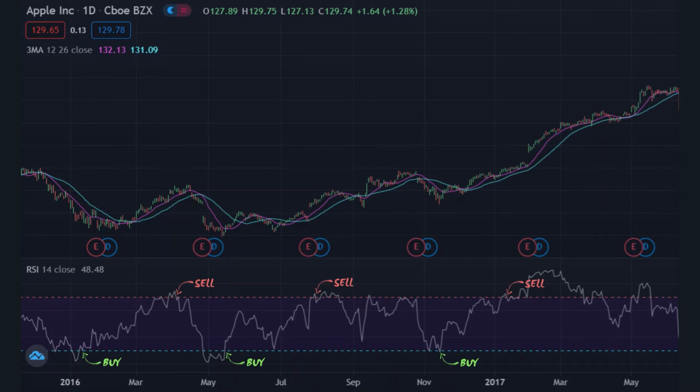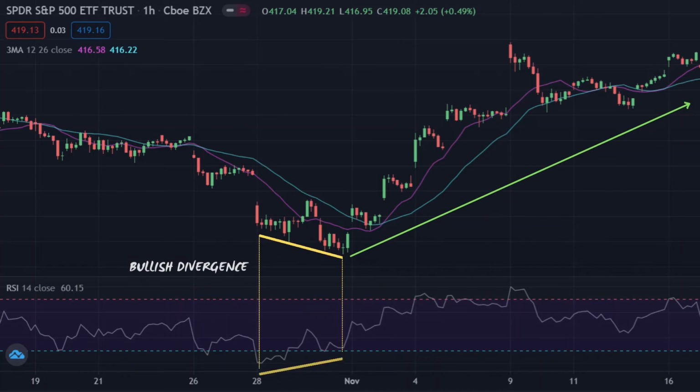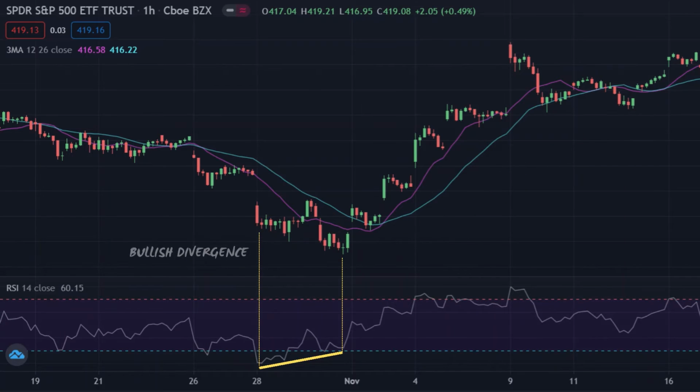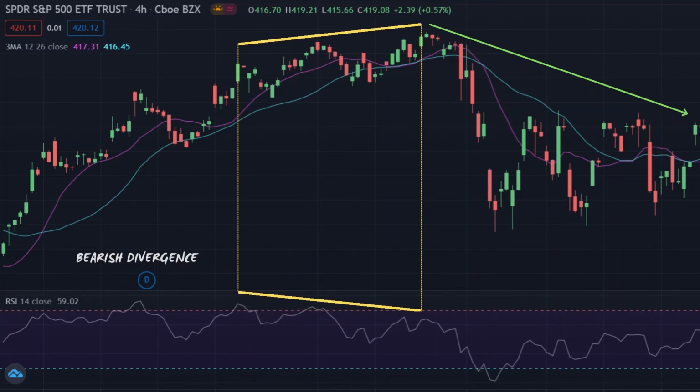Now that you understand how traders can use the RSI to produce these simple trading signals, let's dig a little deeper and discover how traders can use the RSI to identify potential trend reversals. The first strategy is to identify divergences between an asset's price action and the RSI, which indicate weakening momentum and anticipate a trend reversal. A bullish divergence occurs as an asset's price creates lower lows while the RSI creates higher lows. And a bearish divergence occurs as an asset's price creates higher highs while the RSI creates lower highs.